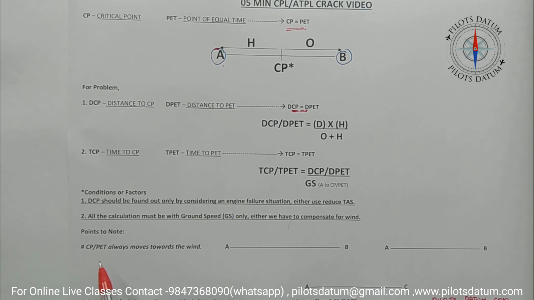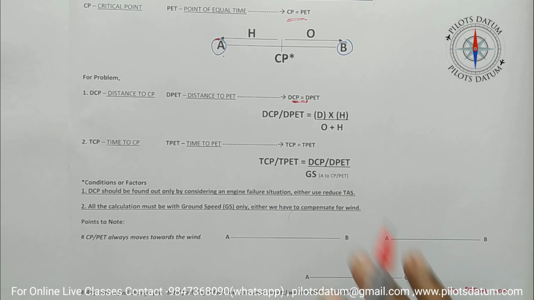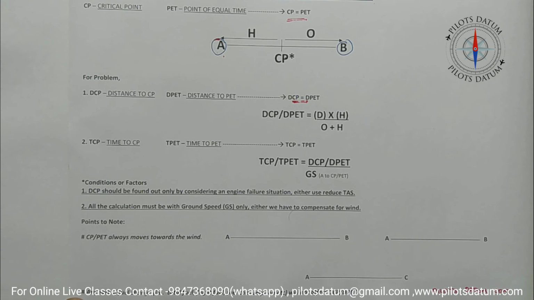The next thing is points to be noted while doing a CP problem. Okay, the first thing is that these are the factors and these are the points you should remember. CP and PET always move towards the wind. Okay, we'll see. Suppose an aircraft is traveling from point A to point B.